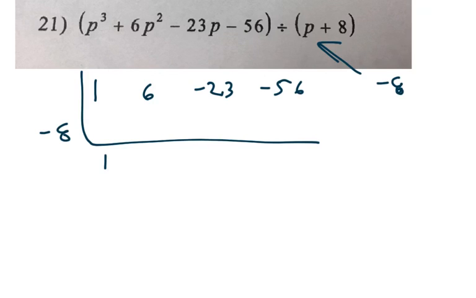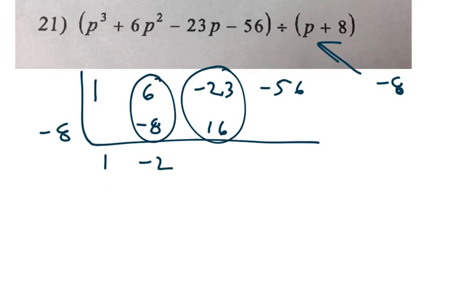So bring down the 1. When I multiply these together, I get negative 8 here. 6 and negative 8 is negative 2. When I multiply those together, I get 16. 16 and negative 23 is negative 7. When I multiply one more time there, I get 56. Holy tamale, we got another 0.